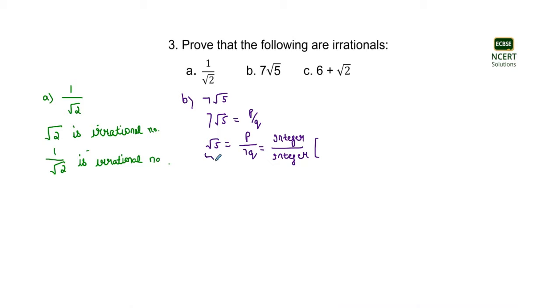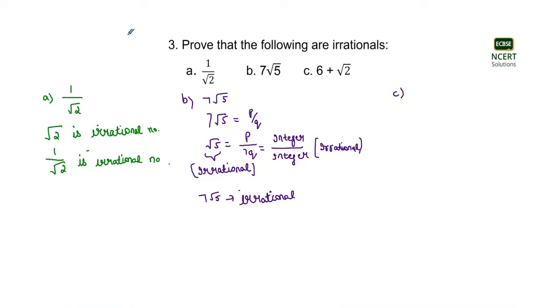But as we proved in question first, root 5 is an irrational number. So if on the left hand side we have an irrational quantity, then the right hand side will definitely be an irrational number. Which means that 7 root 5 will also be an irrational number, as this was the simplified form of the number 7 root 5.